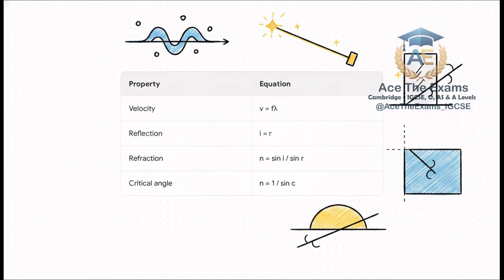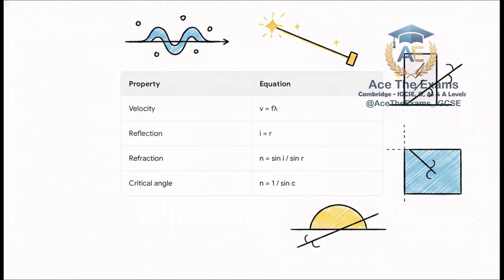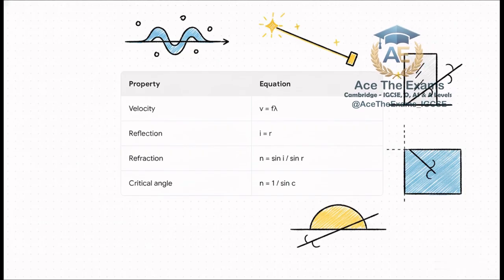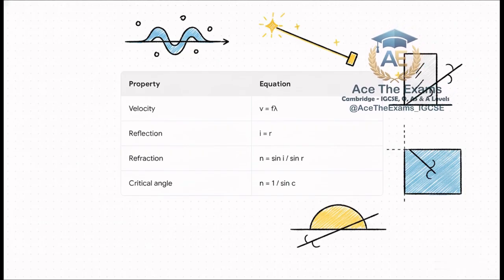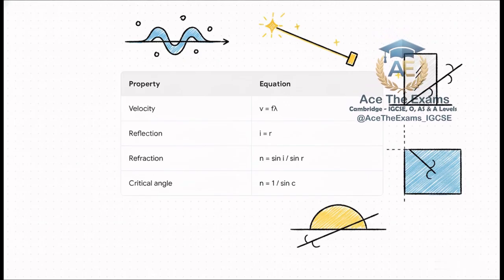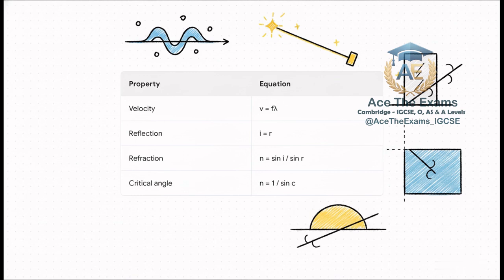Simple enough, right? But when light travels through different mediums, like from air into water, it bends. We measure this bending with the refractive index, n, which is the ratio of the sine of the angle of incidence to the sine of the angle of refraction. Or, alternatively, it's just the reciprocal of the sine of the critical angle.